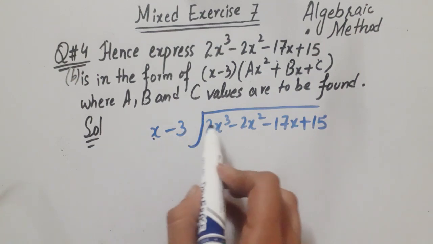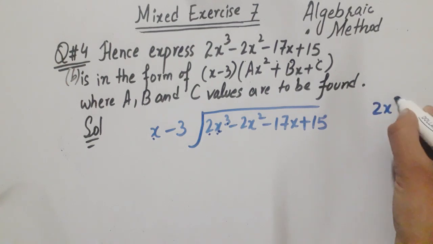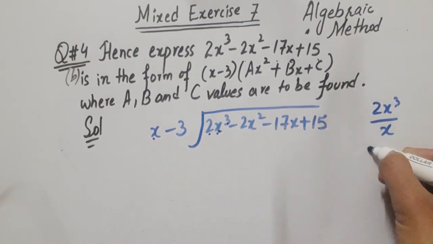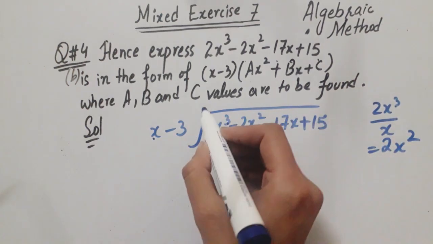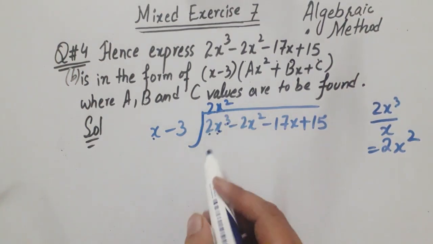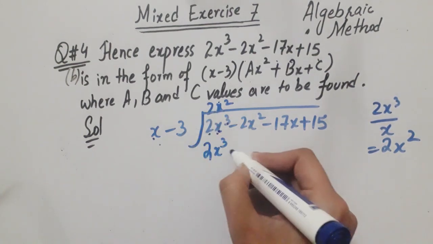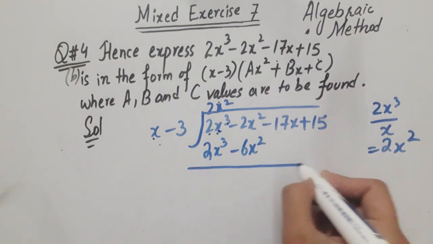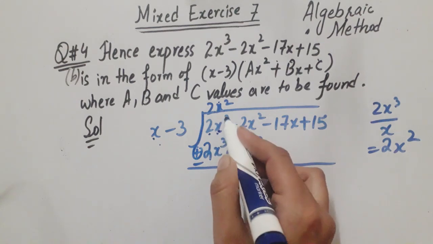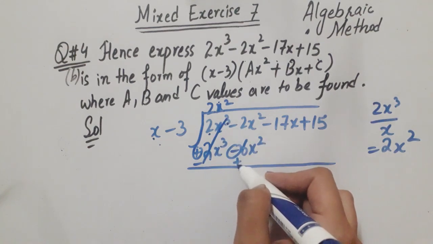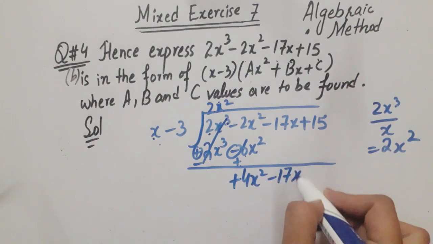Multiply x by a number to get 2x cube. So take 2x cube divided by x. This will give you 2x raised to power 3 minus 1, 2x square. So you will write 2x square. 2x square multiply x is 2x cube minus 6x square. Now change the old sign and get the new sign. 2x cube minus 2x cube is cancel, 0. Minus 2x square plus 6x square is plus 4x square, minus 17x plus 15.